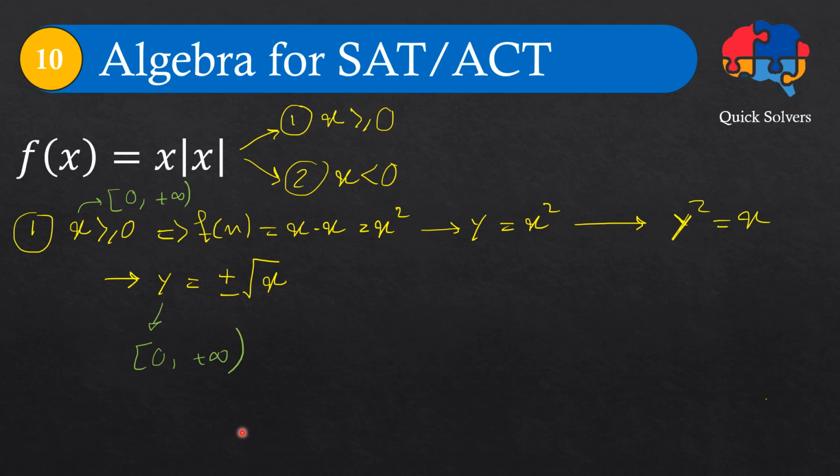And since x is positive, if we take y equals minus square root of x, that means y is negative, which cannot be true. Then y cannot be minus square root of x. y should be the positive square root of x. Okay, so that's the first case.